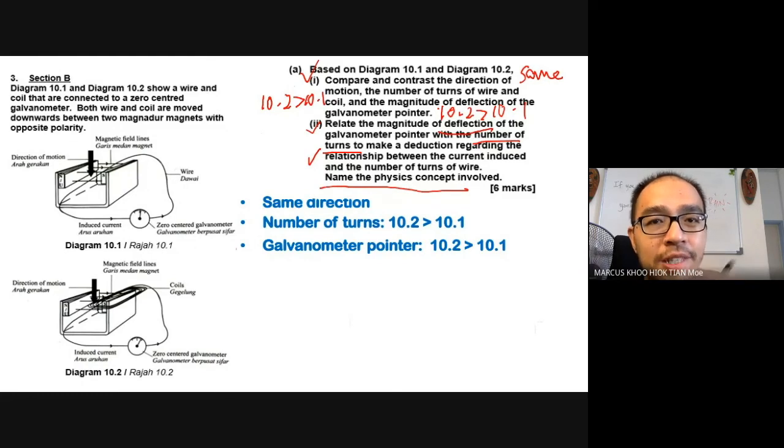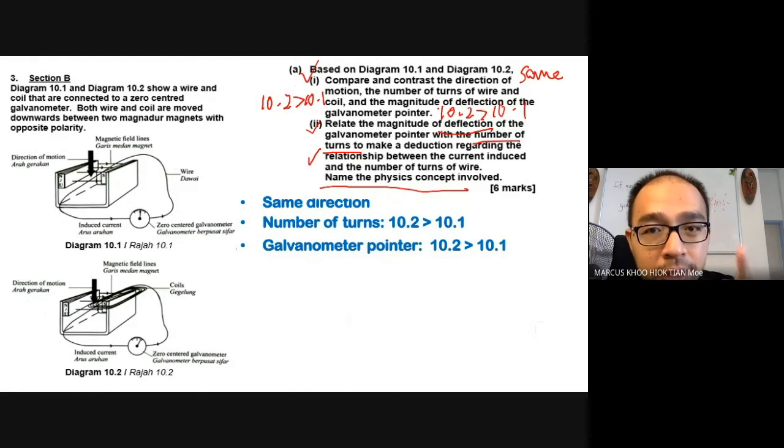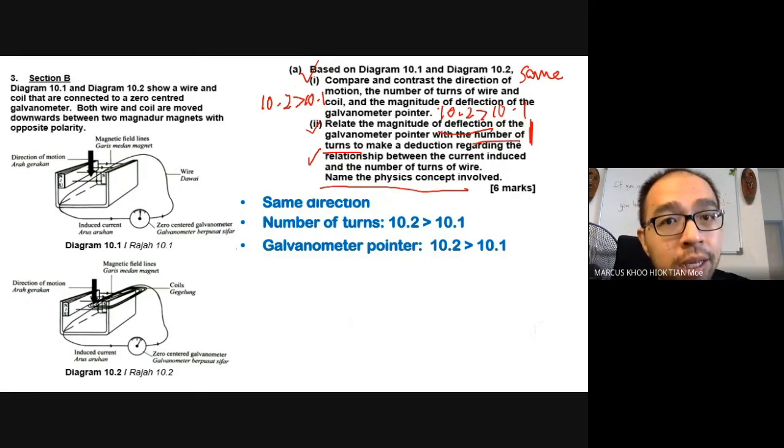Which one affects which one? The number of turns affects the galvanometer pointer. So because the number of turns affects it, the number of turns must come first. This is a very common thing that they do in exam questions. They will purposely switch it around so that they make you think which is the one that affects which one.